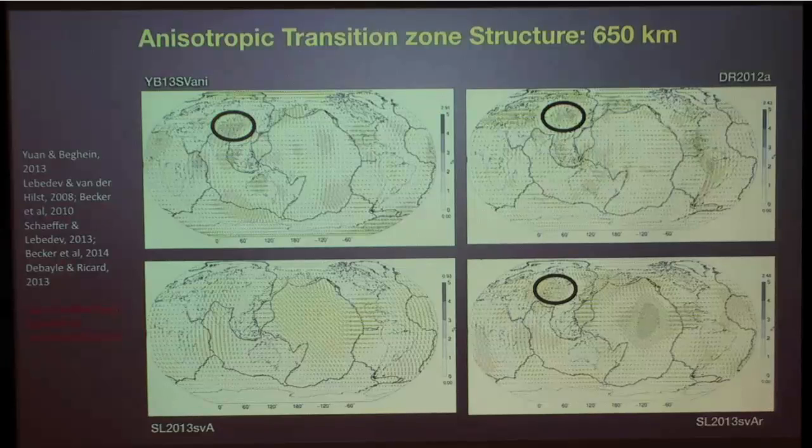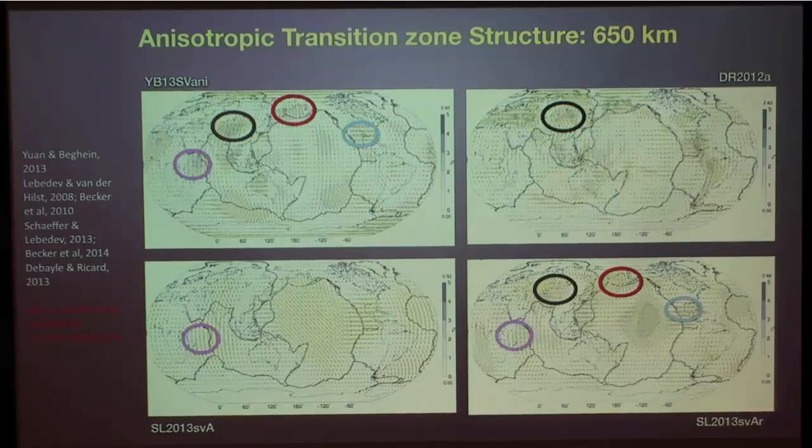There's this one. These show north-south fast direction. Here, east-west, more or less. So if you look really well, you will find some commonalities. Unfortunately, it's not that two models have all the same features. You have to pick here and there. So lots of uncertainties still, but we now have a few models that do have a little bit of anisotropy in the transition zone.